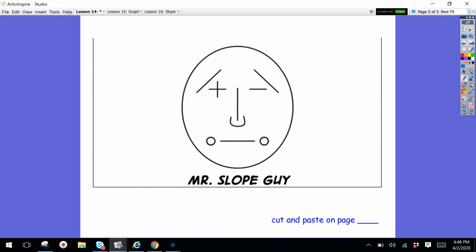One of the ways that is easy for students to understand this is Mr. Slope Guy. Right here, his eyebrow that's going up is positive. His eyebrow that's going down is negative. His nose has a vertical line, which is undefined. And his mouth, which kind of looks like a little clown, is a horizontal line, which is 0. All right, I hope that helps you remember which type of slope is which.